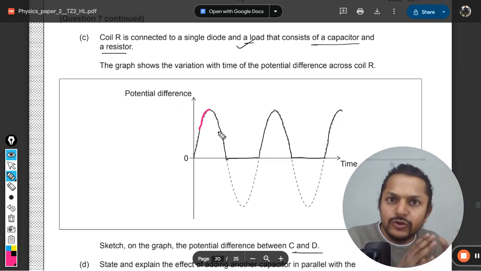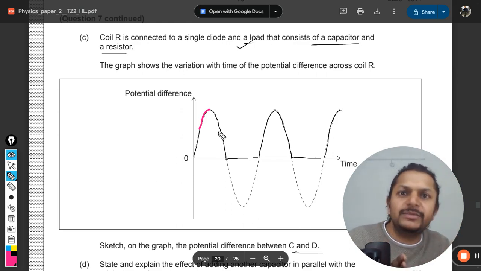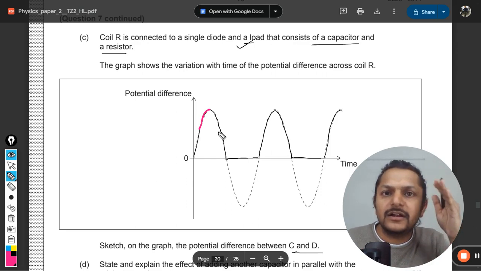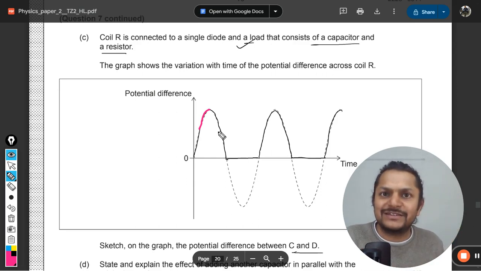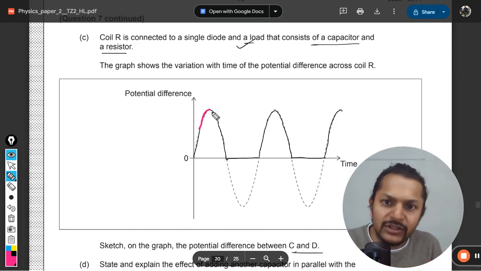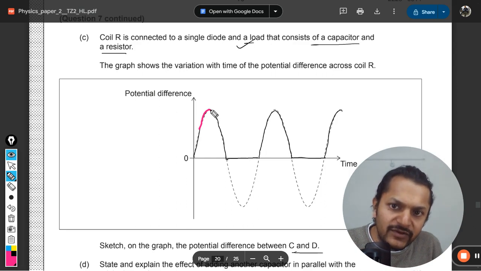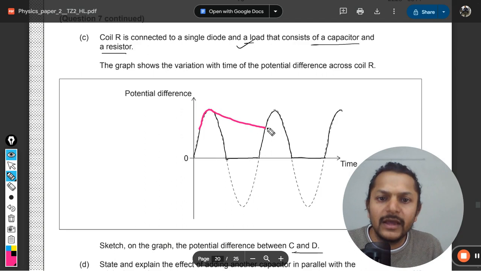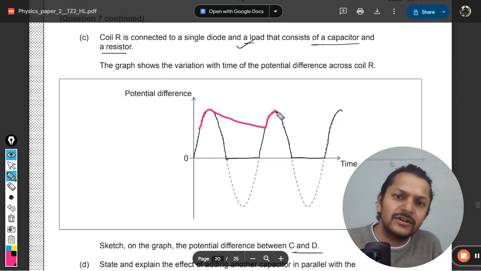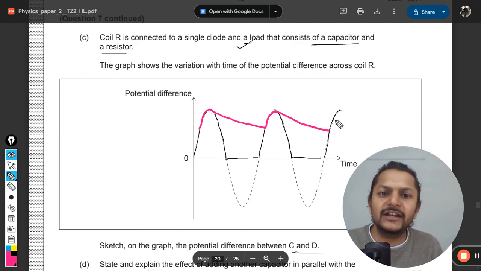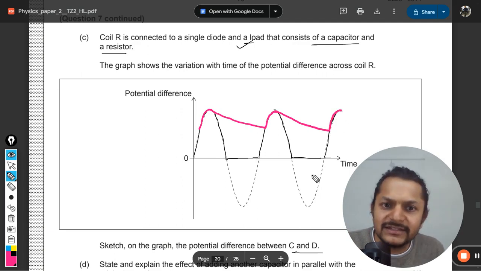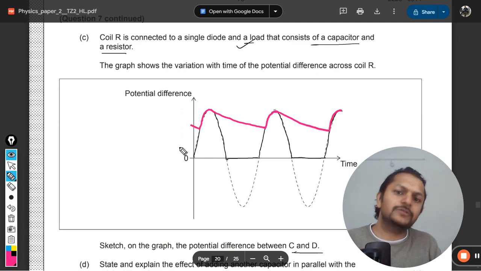And so we would be using the exponential behavior of the discharging of the capacitor that we have done in topic 11.3. So it will move like this, and then it will go like this, again sinusoidal variation, and then again exponential, again sinusoidal, and this will also be exponential.